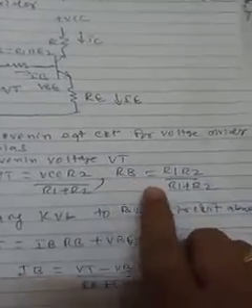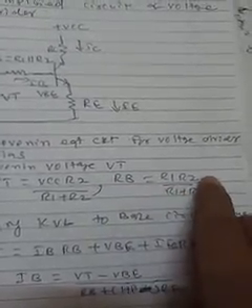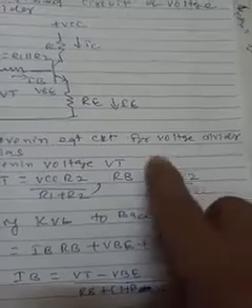Then RB is equal to R1 into R2 divided by R1 plus R2, which is nothing but the parallel combination of the resistances. What we are doing is applying KVL, Kirchhoff's voltage law, to the base circuit, and also Kirchhoff's voltage law in the collector circuit.